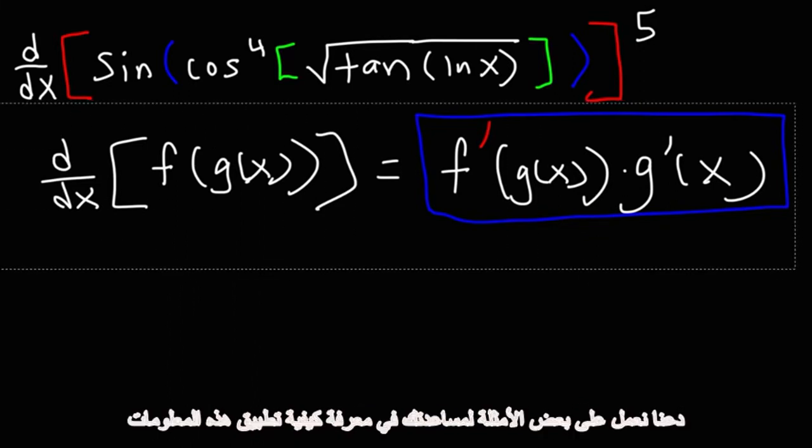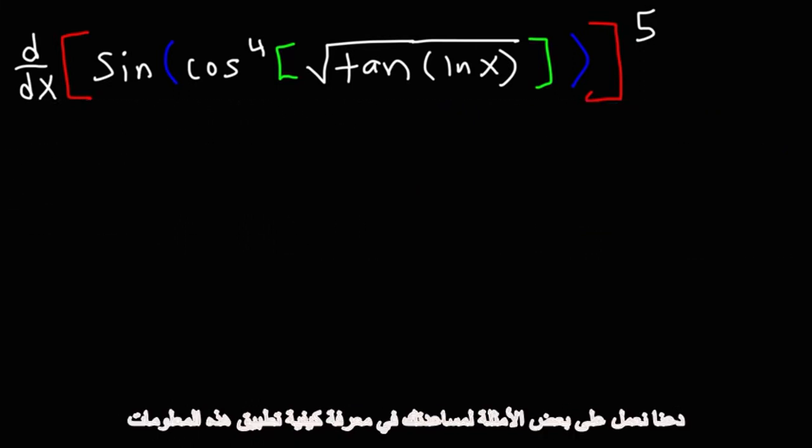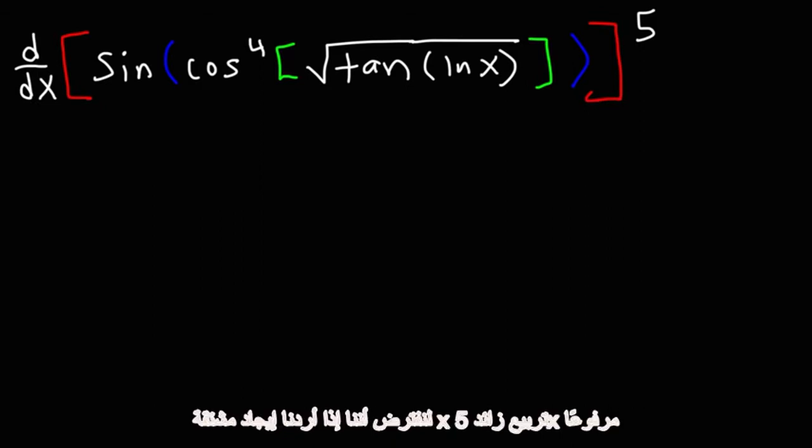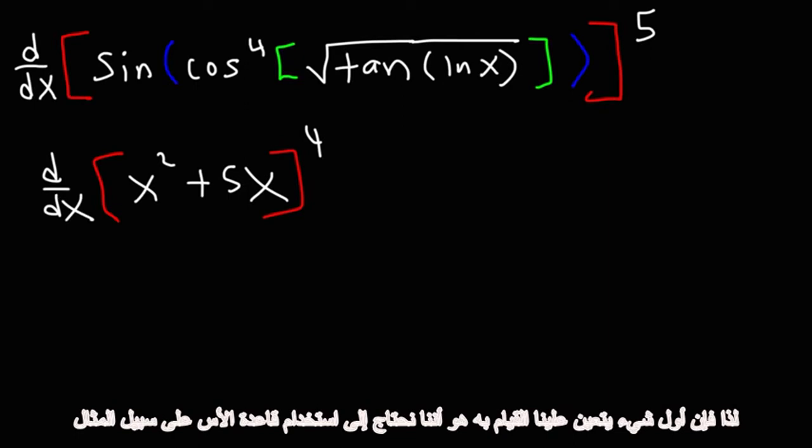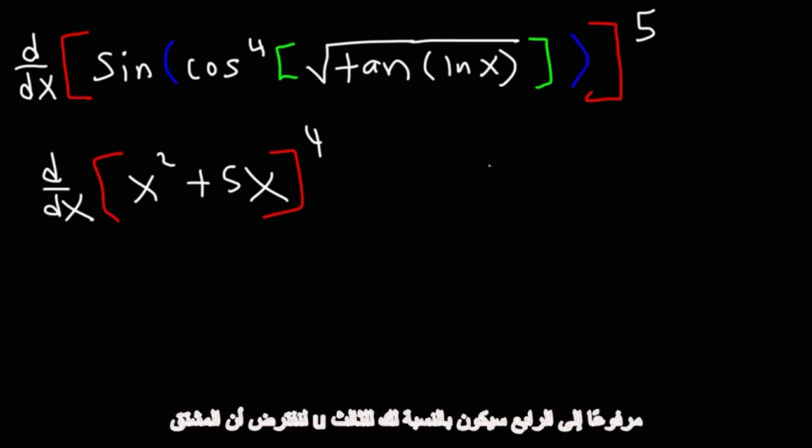Now let's work on some examples to help you to see how to apply this information. Let's say we want to find the derivative of x squared plus 5x raised to the fourth power. If you want to pause the video and try it, feel free to do so. So the first thing we need to do is use the power rule. For instance, the derivative of, let's say, u to the fourth is going to be 4u to the third.